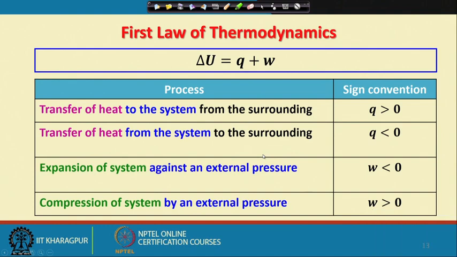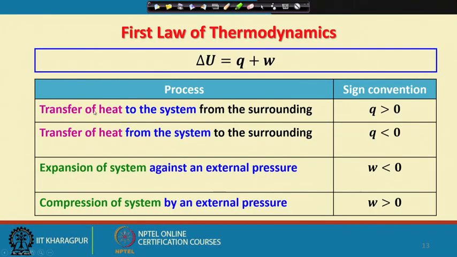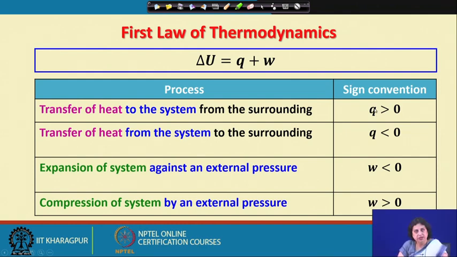So, when we know about the first law of thermodynamics, we understand that the internal energy of a system can be changed in two different ways: either by transferring heat, or by allowing the system to do work or by doing work on it. When heat is transferred to the system from the surrounding, usually the sign convention is that Q is positive. So, it contributes to the increase in delta U, the increase in the internal energy, and if heat is transferred from the system to the surrounding, U decreases.